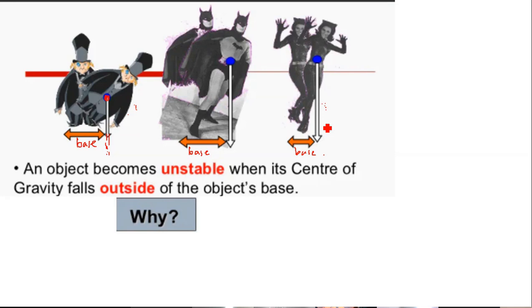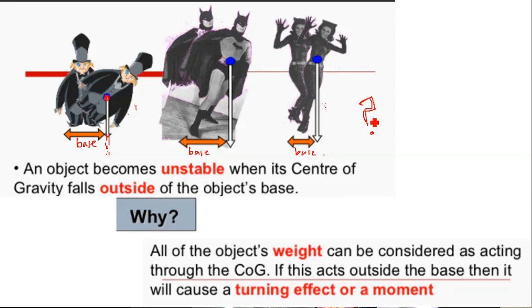Why does it become unstable when the center of gravity falls outside? Who can explain why it becomes unstable when the center of gravity falls outside the base? Because of the moment. It can turn clockwise or anti-clockwise. It causes the object to have a turning effect, or a moment, clockwise or anti-clockwise, to go back to its position to become more stable.